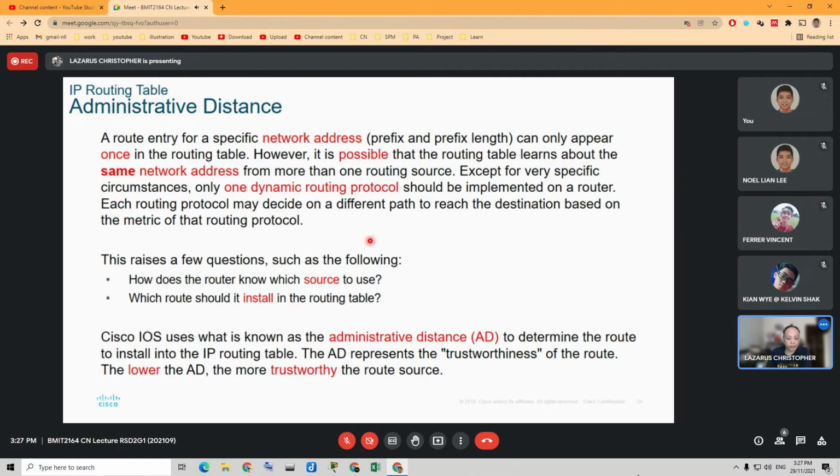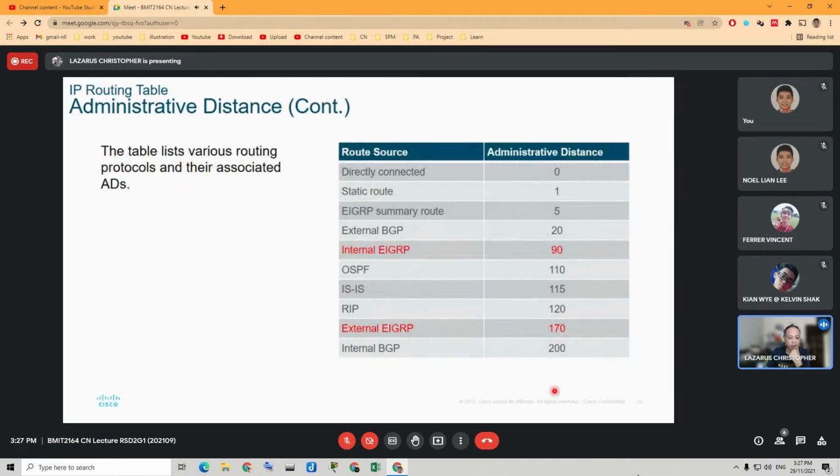How does the router know which source to use or to install? The AD breaks the deadlock if you use multiple routing protocols. So the AD is the one that is going to break the tie, right? Again, this was given to us earlier: the various routing protocols and their ADs, and these are the default values. Default value simply means that as administrator, you can change it. You can bias it.